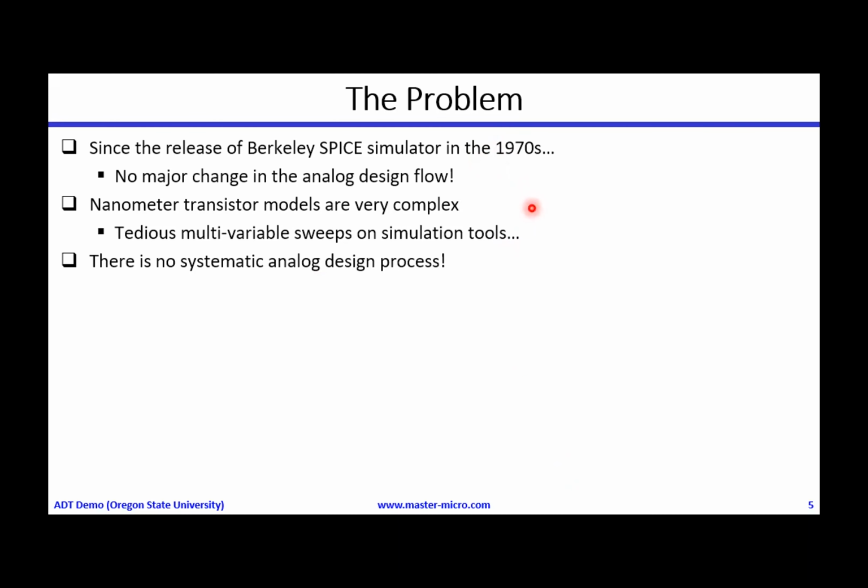And actually, you can say that 50 years ago, the situation was much better because the designers had simple equations that they could use to analyze and design their circuits. But nowadays, the nanometer transistors have very complex models. So the designers rely on trial and error, multivariable sweeps on the simulation tools, a very tedious, time-consuming process that has no designer insight involved. So actually we can say that we don't have a systematic analog design process.